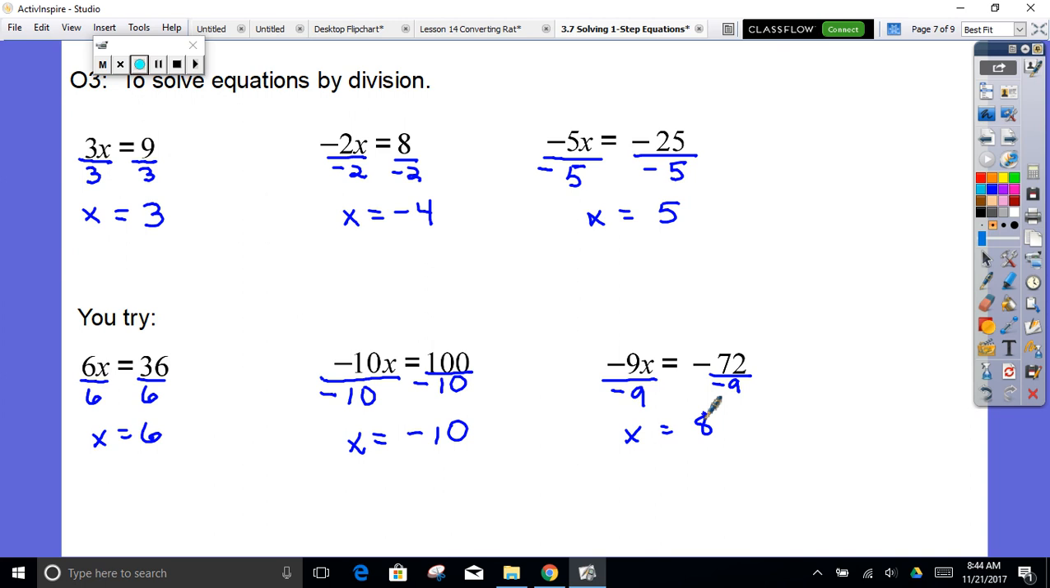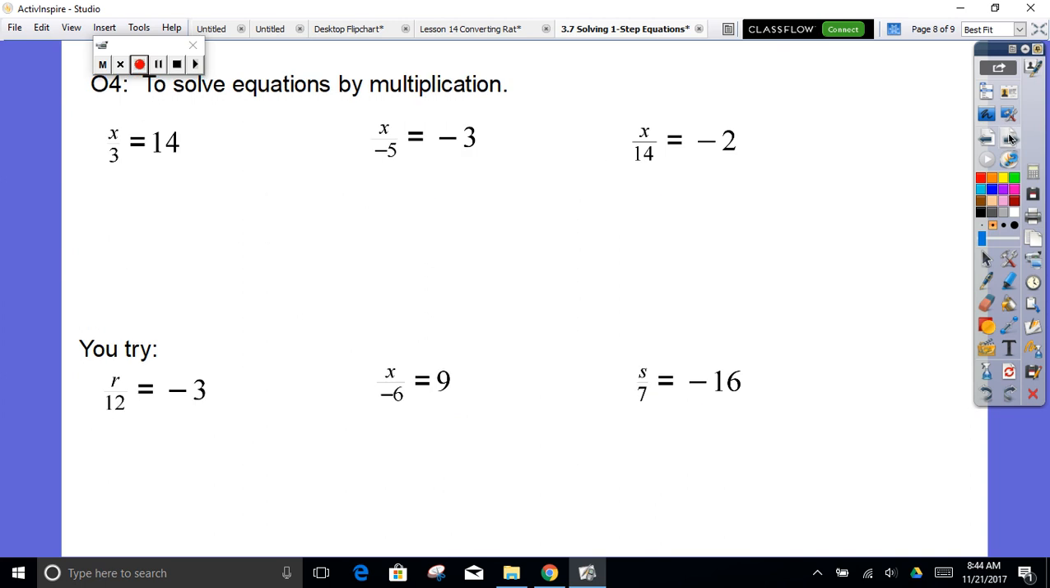Okay, one more. We're in the home stretch. To solve equations by multiplication. My fraction lines disappear a lot of times. X over 3 means x divided by 3. To solve division, we do the opposite, which is multiplication. When you're showing multiplication, I want you to show it with a dot.